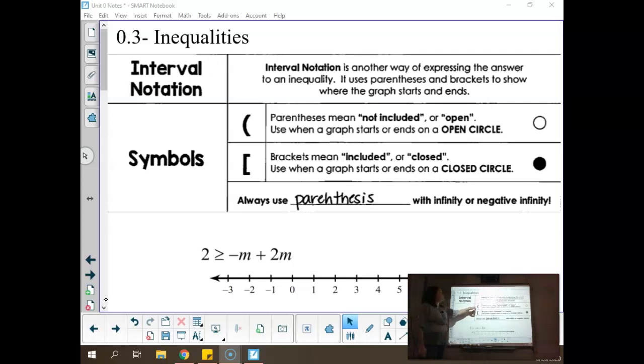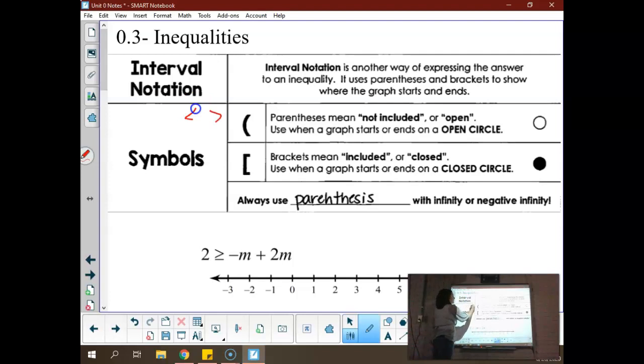So you always use a parenthesis when it is not included or open. So that is going to be your greater than or less than signs. All right, a bracket is included. So this would be whenever you have an equals underneath.